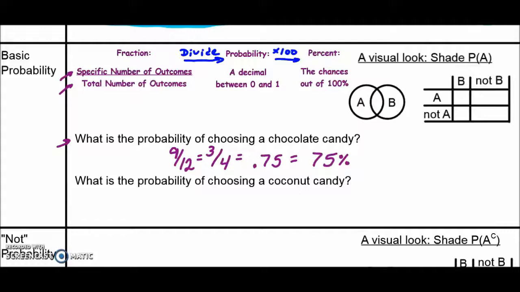Now, there's one last thing to know about basic probability, and that's how it is notated. Now, we could keep writing things like, what is the probability of choosing a chocolate candy, over and over, but in math, we like to be precise and shorten things. So there's a special way that we write down probability.